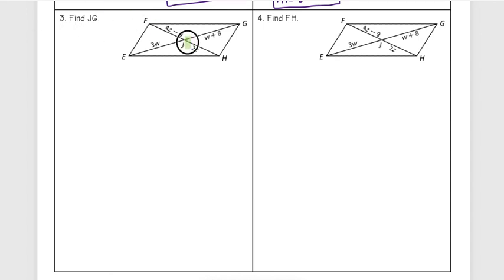So I'm looking to see what the length of this, no, not that direction, JG is equal to. Well, I know from my properties that these diagonals bisect each other, so that means that EJ is congruent to JG. Well, EJ is just 3W. That's going to equal W plus 8.